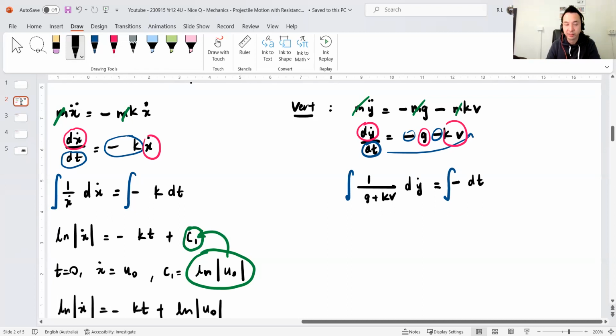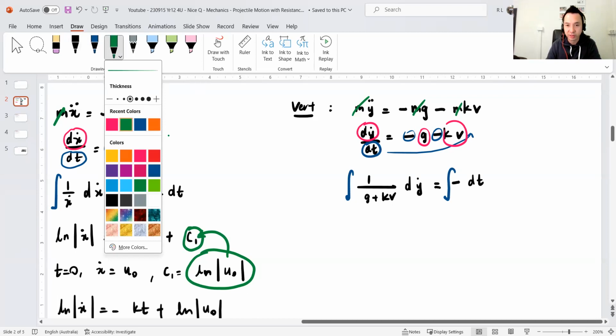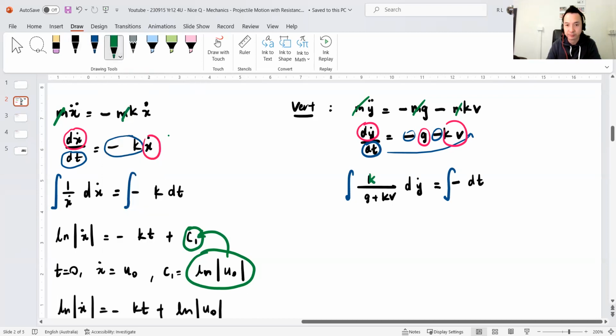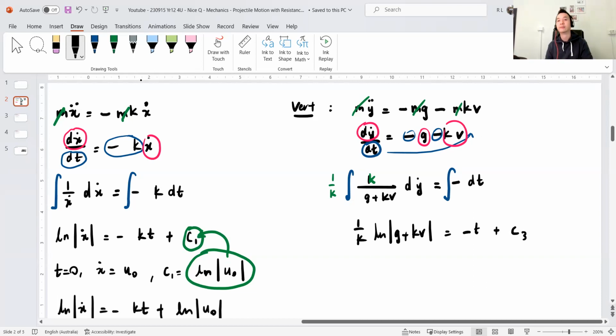Now that's an ln, so the way you achieve that, obviously I would multiply this by k, and then go 1 on k outside, because k is my derivative. Now I can reverse chain rule that to 1 on k ln of g plus kv equals negative t plus c3.